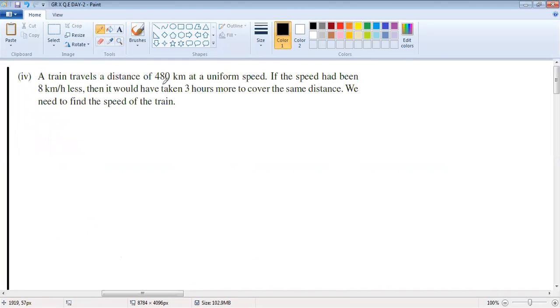Right. A train travels a distance of 480 kilometers at a uniform speed. So from one place to another place, there is a 480 kilometers distance at a uniform speed. If the speed had been 8 kilometers per hour less, then it would have taken 3 hours more to cover the same distance. We need to find the speed of the train. Can you help me in this? Anybody? Distance is 480 kilometers.